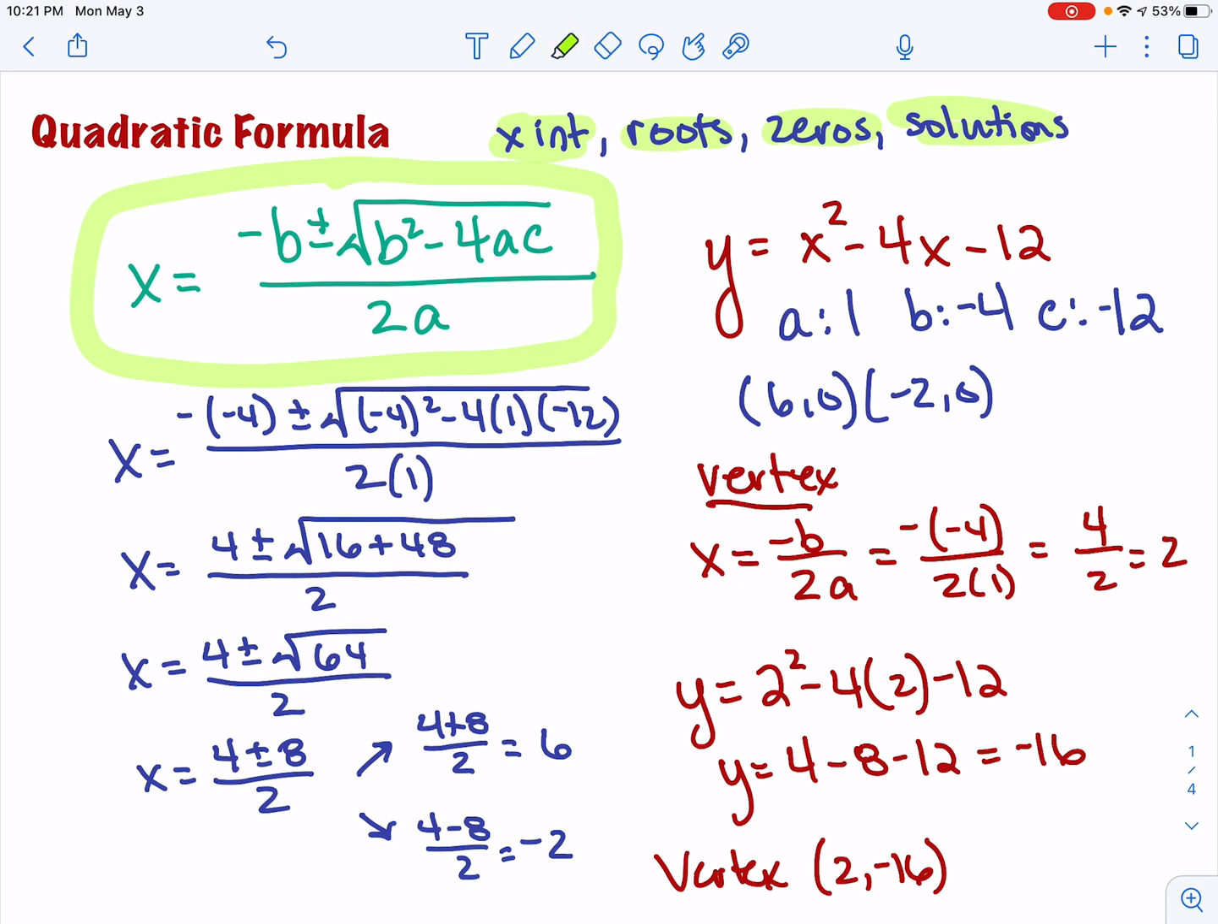So I used the quadratic formula. It helped me find my x-intercepts, which again we can call roots or zeros or solutions as well. I used the -b over 2a formula to help me find the x value of my vertex, substituted it back into my original equation to find the y value so that I could get that point as well.